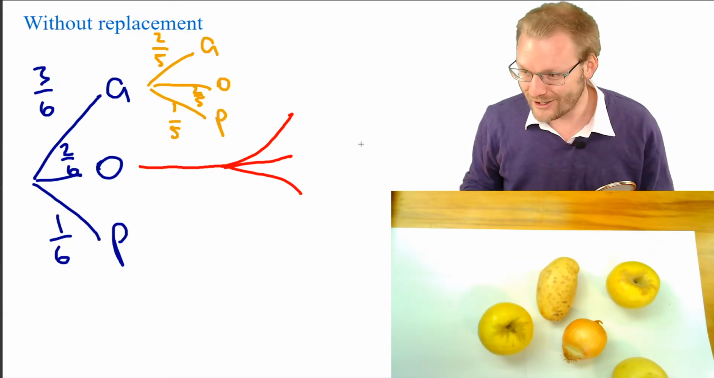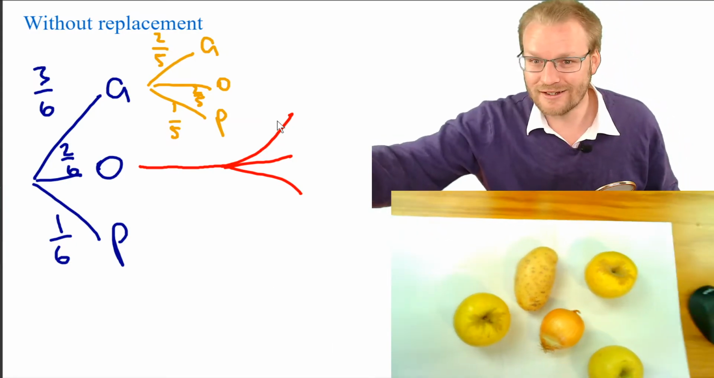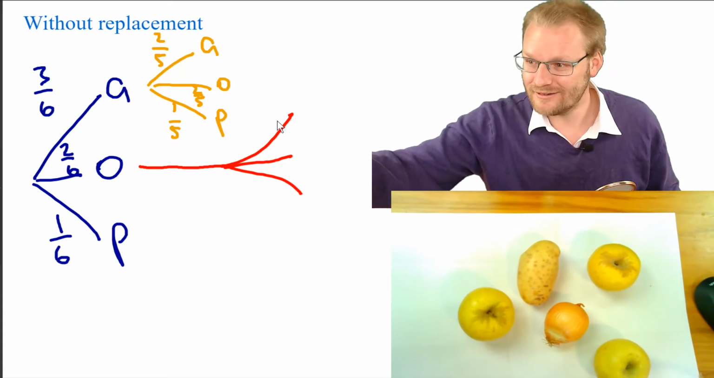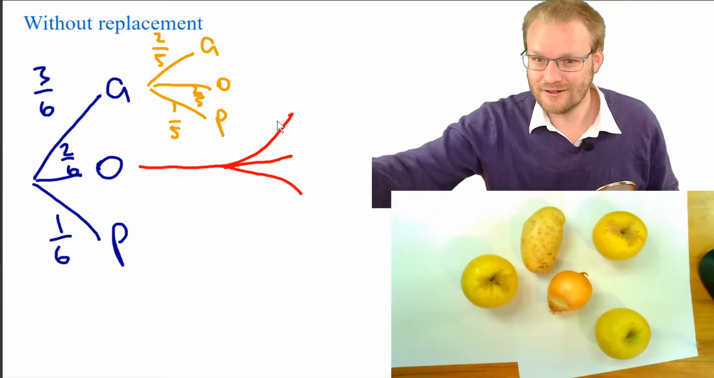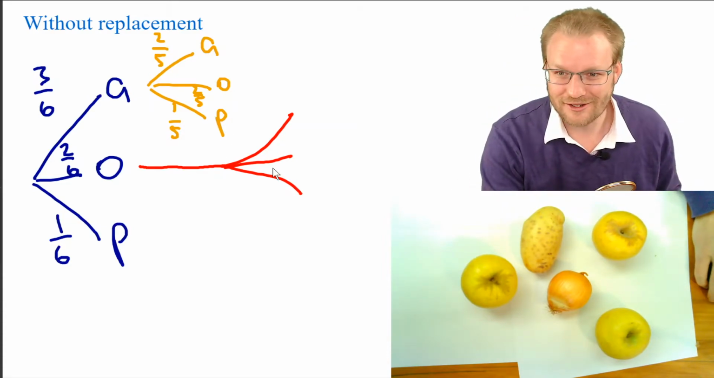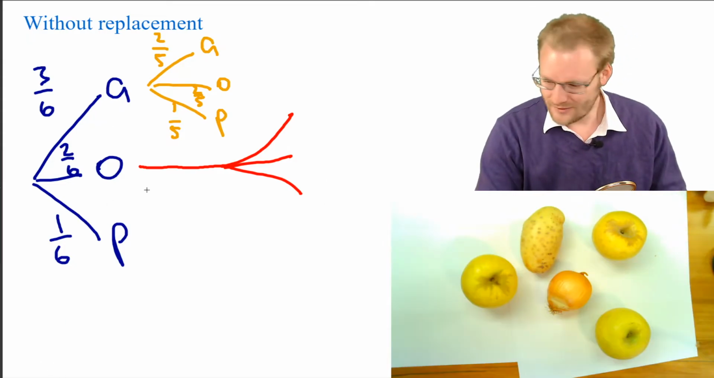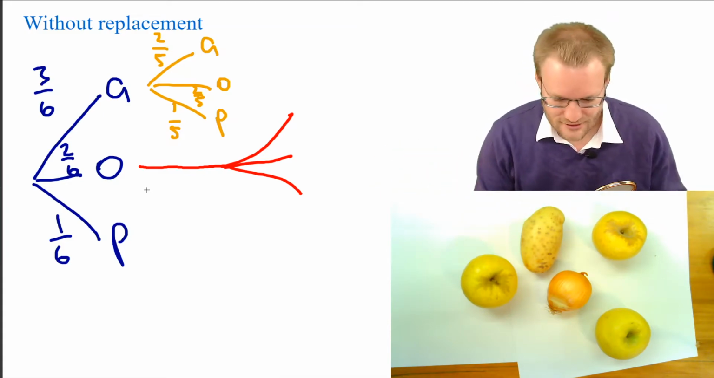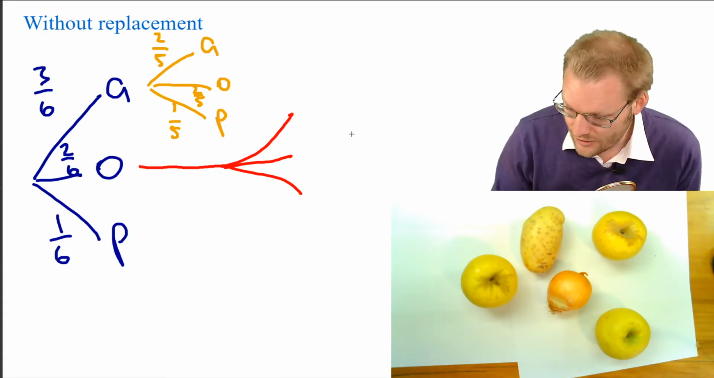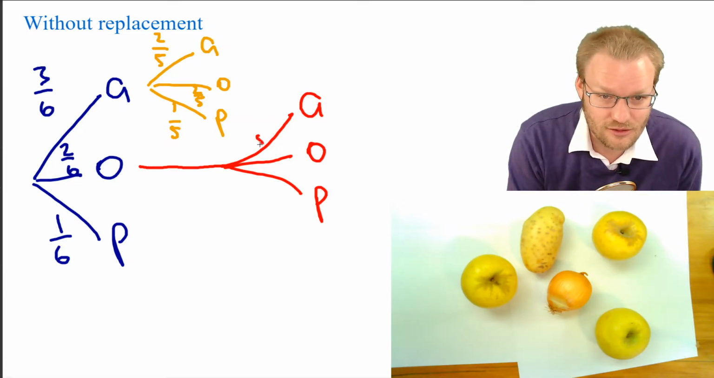So we picked out an onion and we're not replacing it. So our thing's vaguely over here. Oh, there we go. There are our fruits. So we pick out our onion, and I'm going to look back at the video and you'll probably see the green screen there, and we don't replace it. What's the probability? We've still got apples, onions, and potatoes. There's still 5 things, so all our things are going to be over 5.